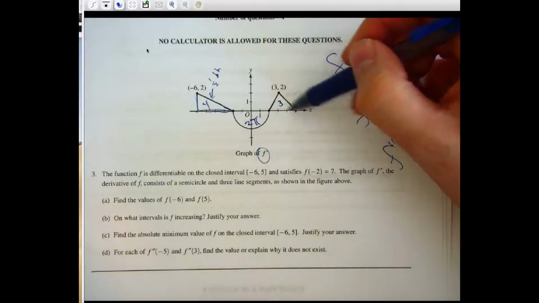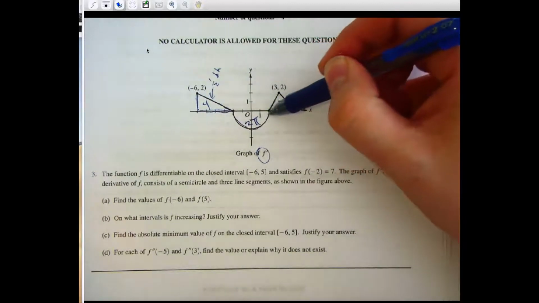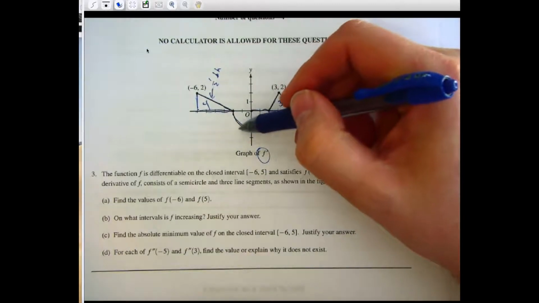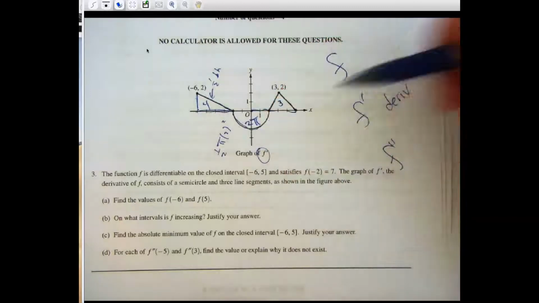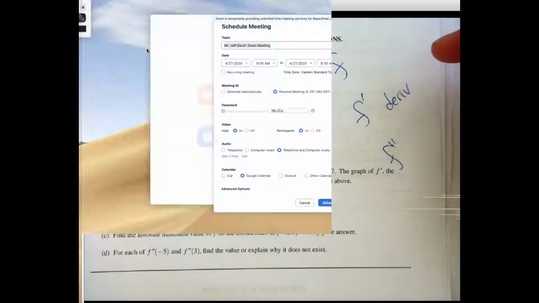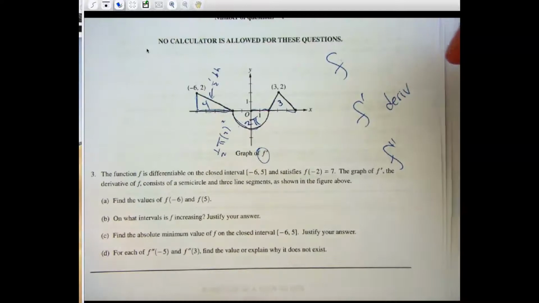This is 1/2 base times height, and that's 3. And then this is half of a circle with radius 2. So this would be like pi r squared, where the radius is 2, but you only have half of that circle, so that's 2 pi. Because we're going to work with areas there in a little bit.